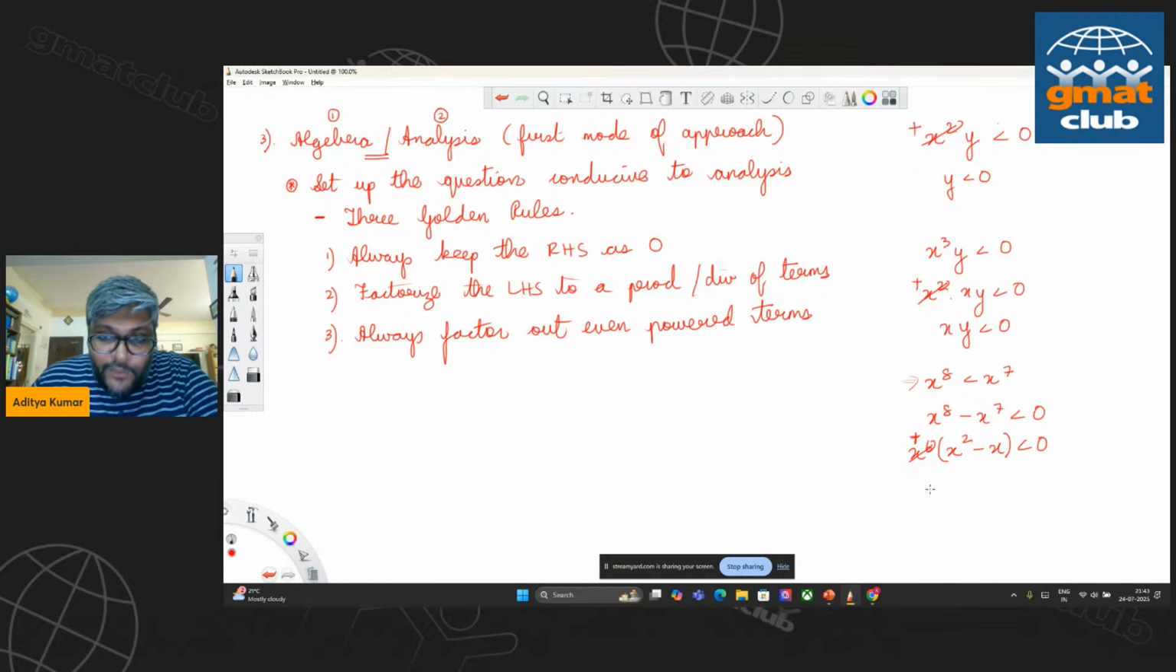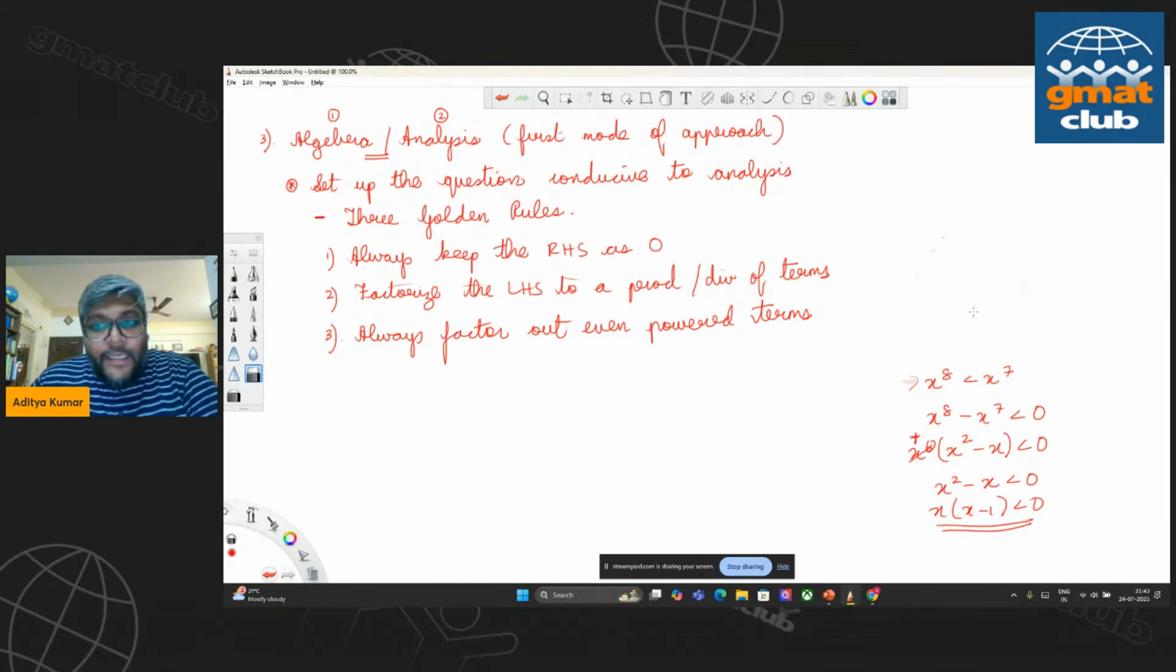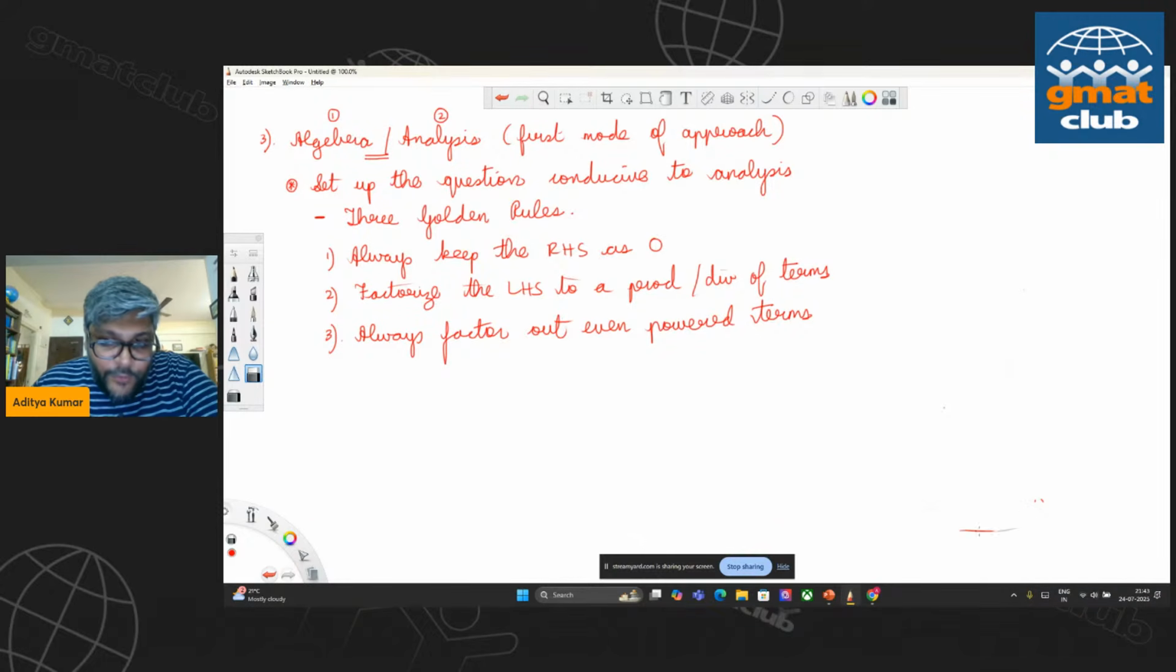So everything in this equation, or the analysis of this equation, will depend upon x square minus x being less than 0, or x into x minus 1 being less than 0. Now, how to solve this, we'll look at a little later. But I'm just focusing here on how do you set up equations such that they are conducive to analysis. So remember, when you're working with equations, always use 3 golden rules to set up equations conducive to analysis. What do you do in the 3 golden rules? Keep the right hand side 0, factor the left hand side into a product or a division of values, always factor out even powered terms. You see an opportunity to factor out in even powered terms, you can get rid of it, take that opportunity, right?